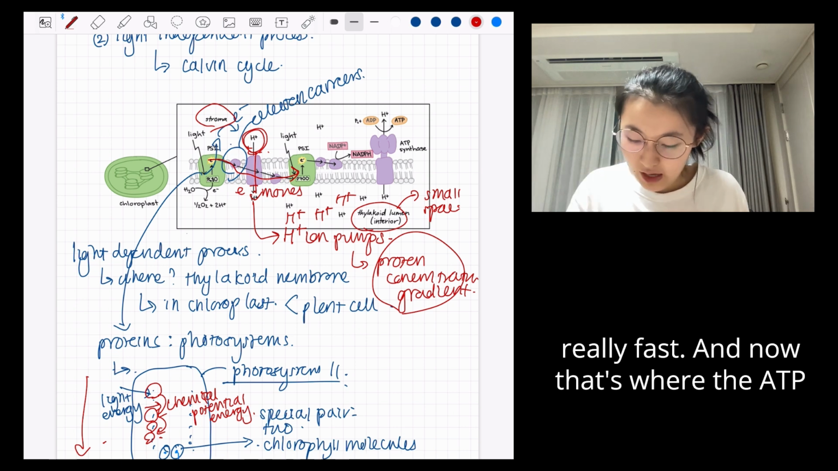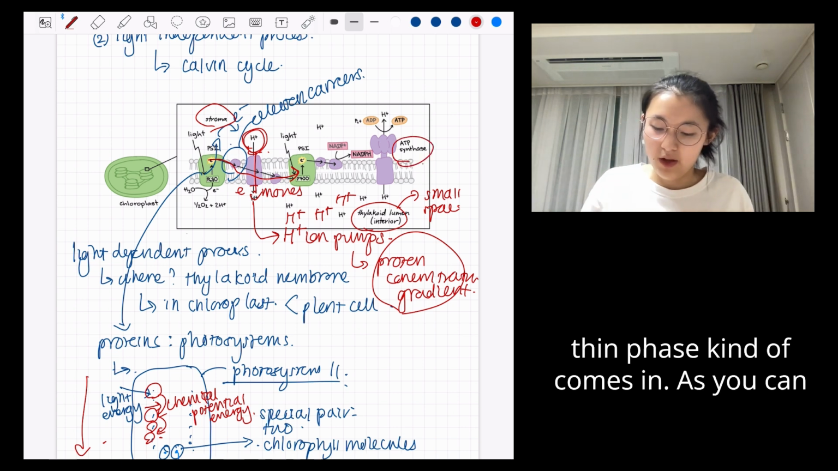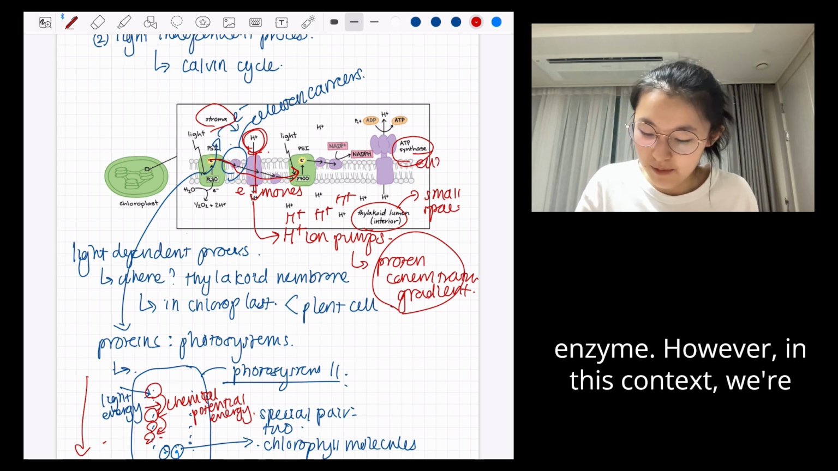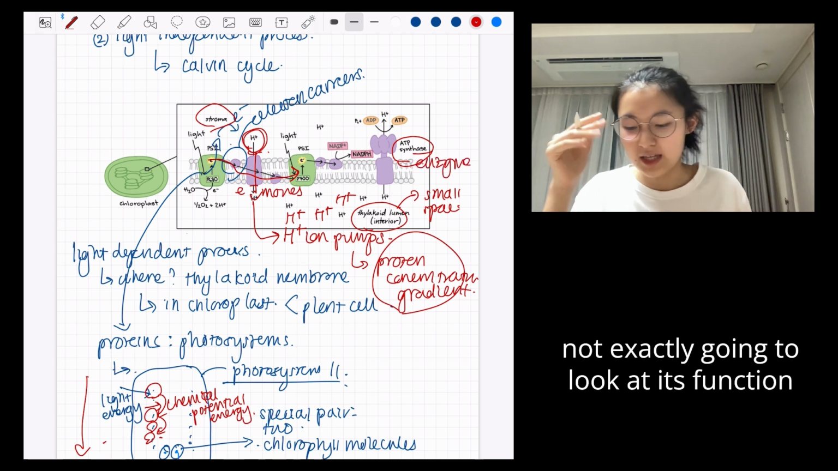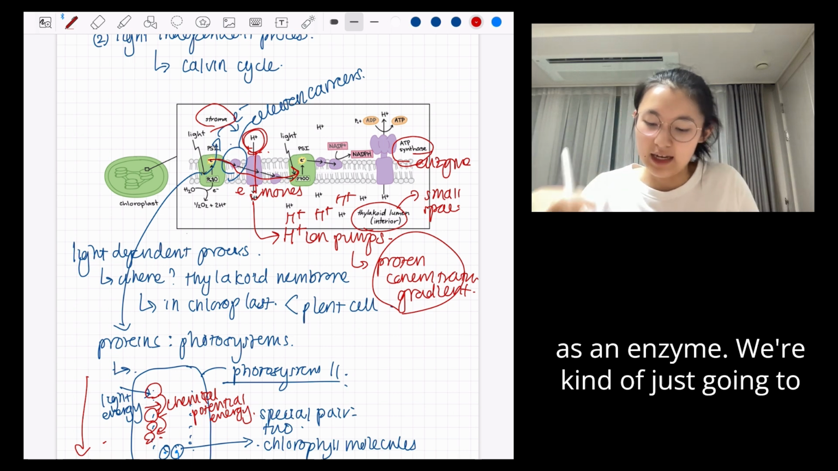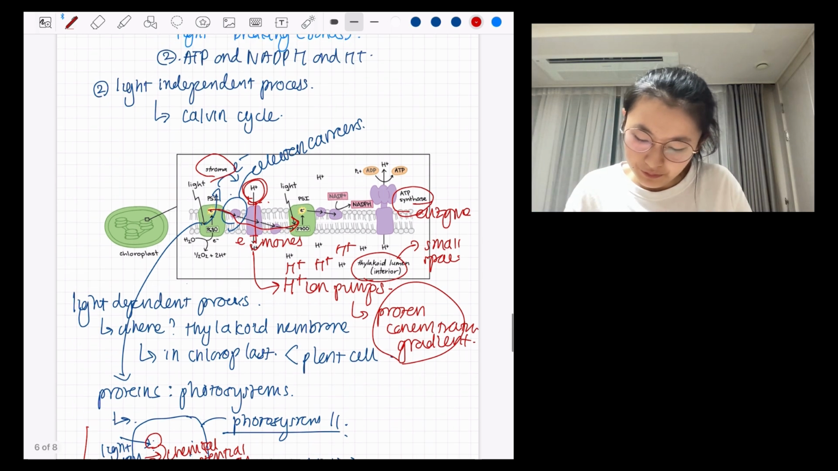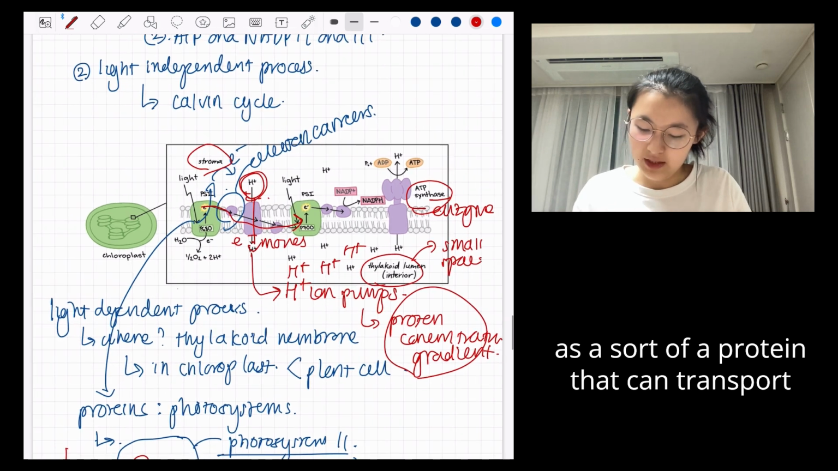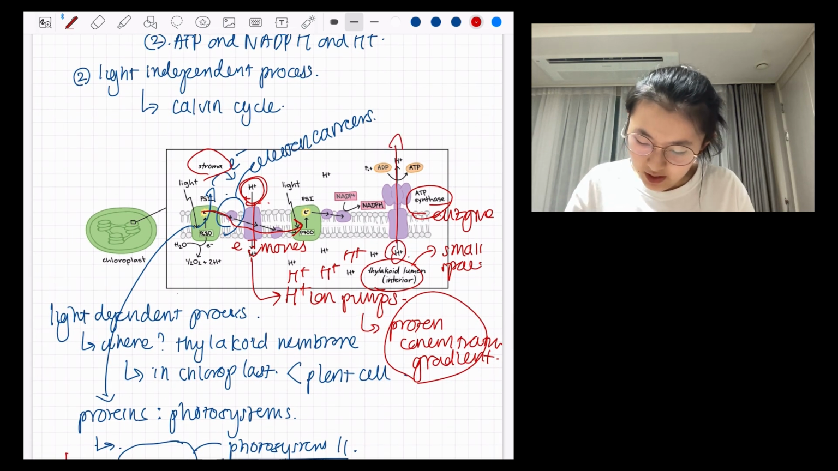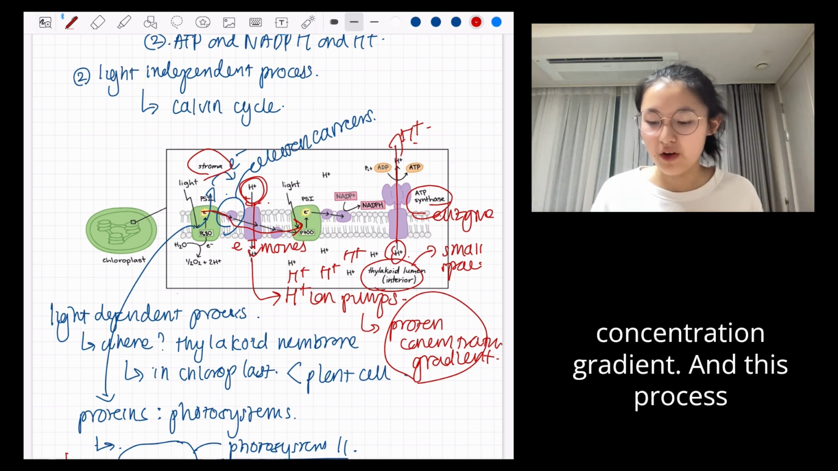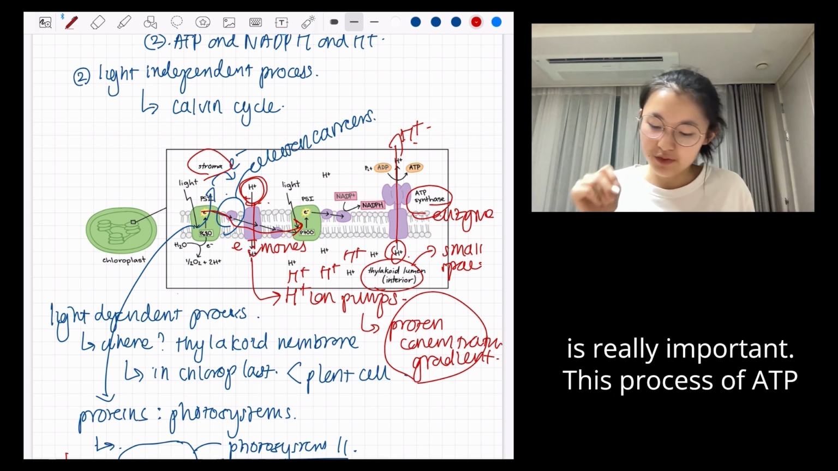And now that's where the ATP synthase comes in. As you can probably see by the ending "-ase", this is an enzyme. However, in this context, we're not exactly going to look at its function as an enzyme. We're just going to take it as a protein that can transport these hydrogen ions down their concentration gradient. And this process is really important.